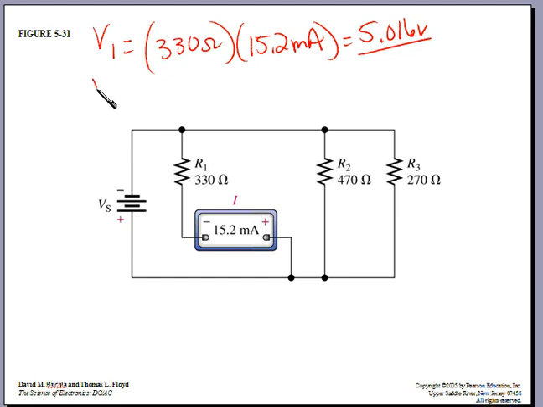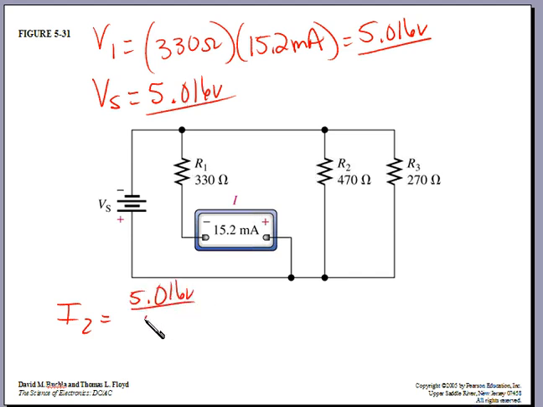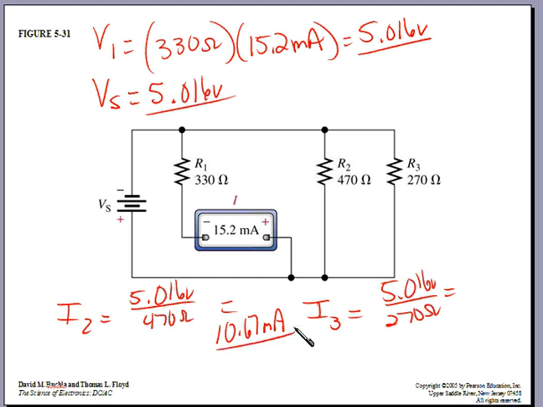And knowing that in parallel circuits the voltage across all the resistors, if they're directly across the voltage source, is what the voltage source is equal to, I really don't have to do any more calculations, because I know I'm going to have 5.016 as my voltage source. I could, if I wanted to at this point, find my current 2 by taking my 5 volts and dividing it by 470. And then to find current 3, I would take my 5 volts and divide that by 270. And that would give me, for I2, 10.67 milliamps, and for I3, it gives me 18.57 milliamps.